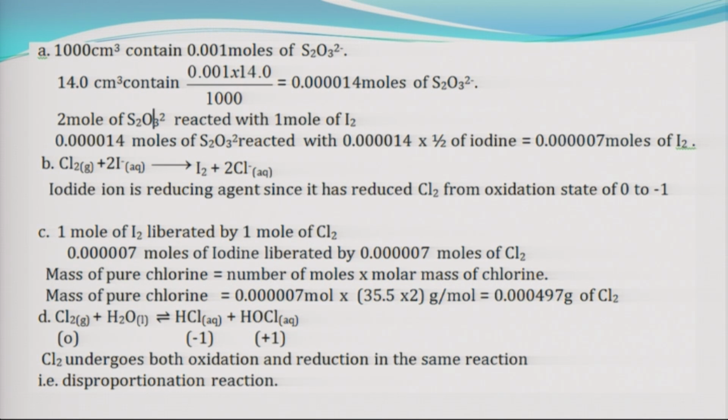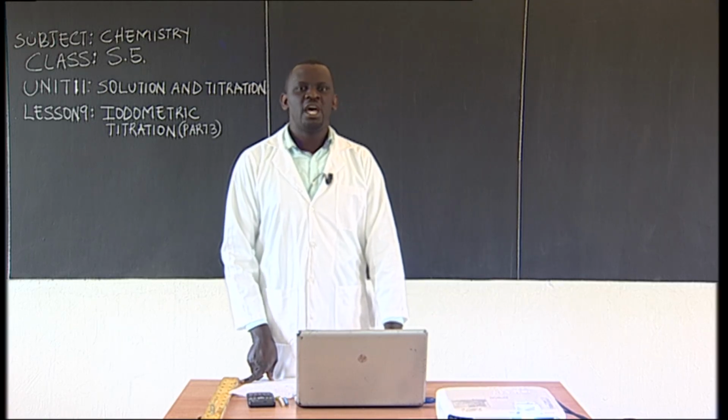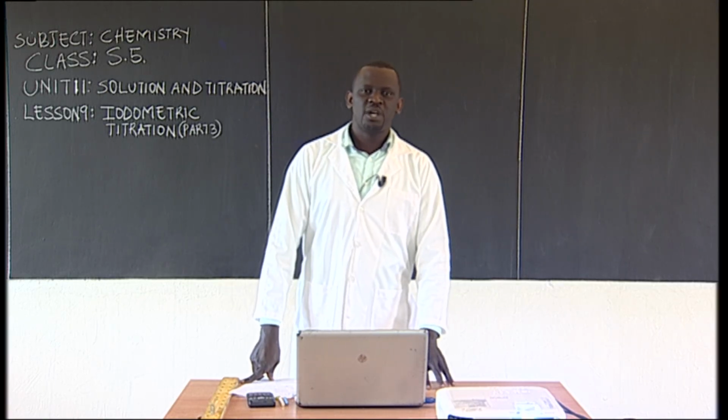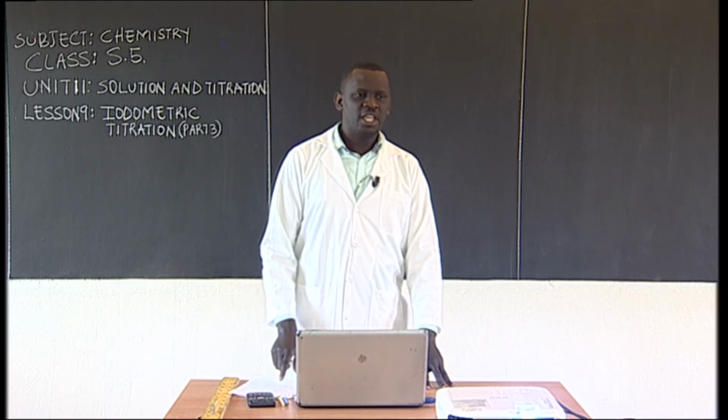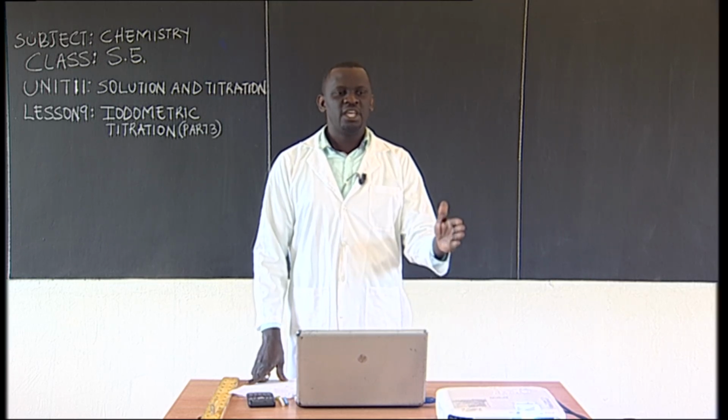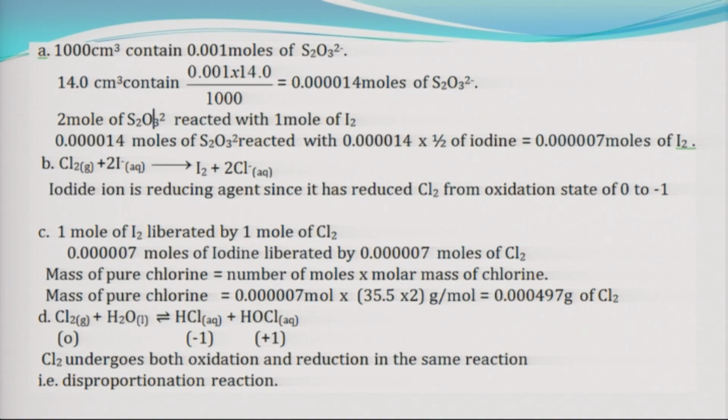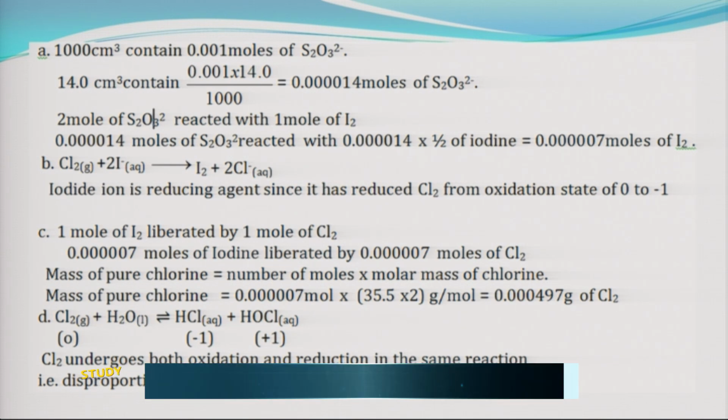So who can define for us a disproportionation reaction? Actually, a disproportionation reaction is a reaction where we have both oxidation and reduction of the same chemical species. If you look at our equation, you observe that chlorine is undergoing reduction in HCl and also undergoing oxidation in hypochlorous acid. So quickly, let's go back to our lesson today.